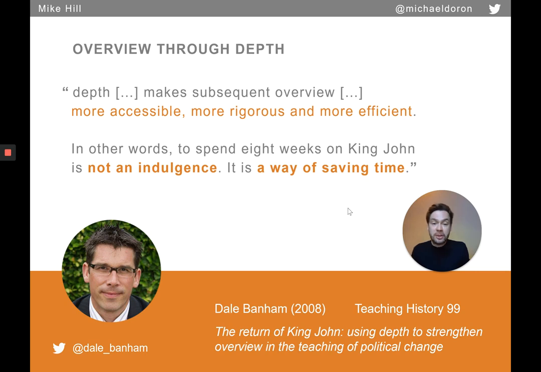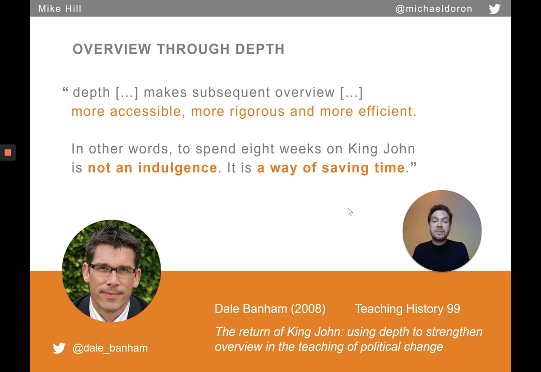However, I think introducing Rosa Luxemburg in this way is a good example of what Dale Banham, in his iconic article in Teaching History 99, called Overview Through Depth. So what Banham did was that he taught his Year 7 class, I think, a really rich narrative of King John for about 8 weeks, before they then went on to study other monarchs in less detail as a kind of overview.